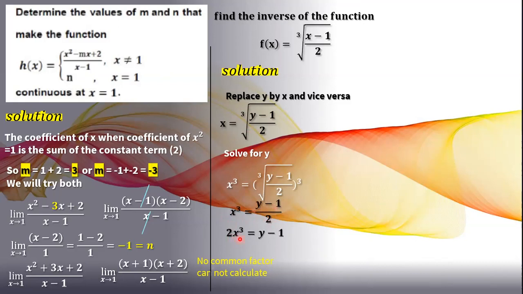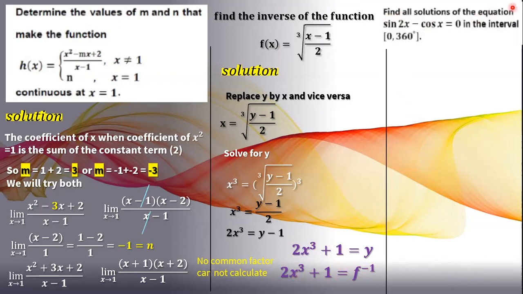We will get, or cross multiplication as you like, 2x cubed equals y minus 1. So y equals, we have to transfer negative 1 to the other side as positive 1. 2x cubed plus 1 equals y. This y is the inverse function. So the inverse function is 2x cubed plus 1. Okay, guys.